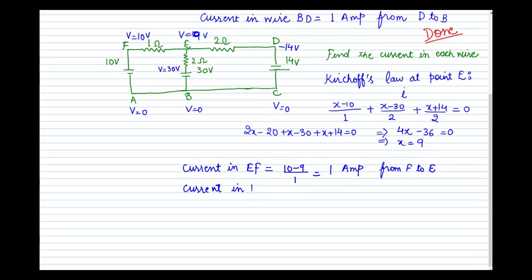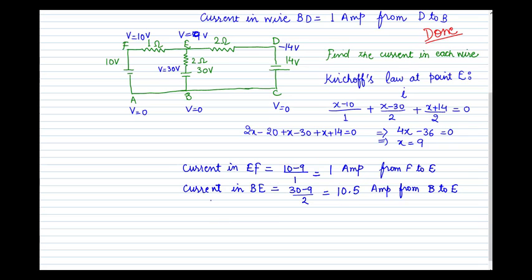Now similarly we can calculate the current in wire BE. EF we have calculated. Now BE we want to calculate. So BE is X minus 30 upon 2. Again you can do it. We start from B to E. And this is 30 minus 9 upon 2. And this is 21 upon 2. And 21 upon 2 will give you 10.5. So this is 10.5 ampere from B to E. If you write it down as 9 minus 30 upon 2, again you will get minus 10.5. That means if you move from E to B, you are getting the current as negative. So the current will be from B to E.